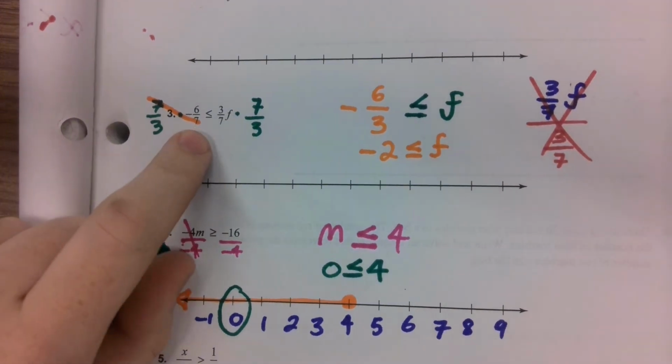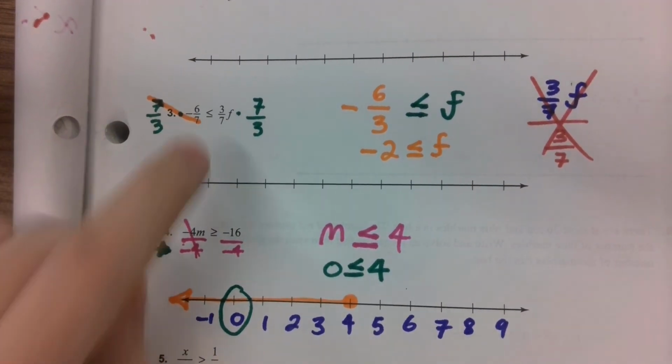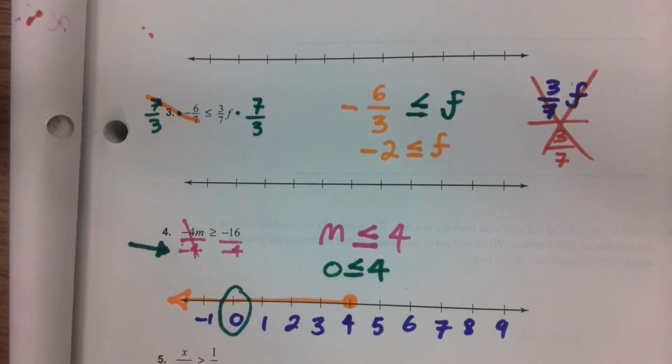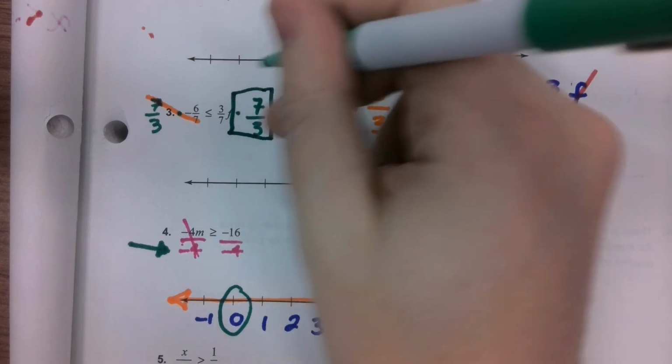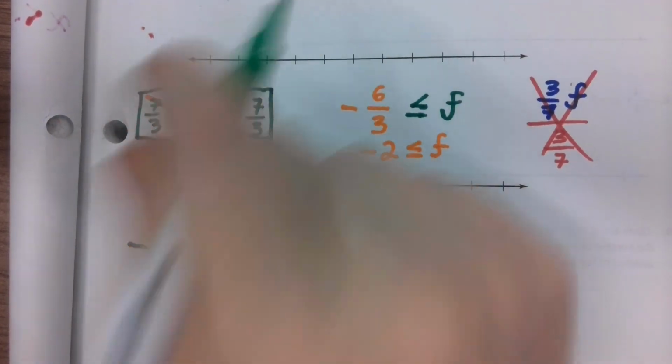The reason why we didn't flip our symbol despite this negative here is because we're not multiplying or dividing by a negative. What we're multiplying and dividing by is this number that we create, not anything that already exists in the problem.